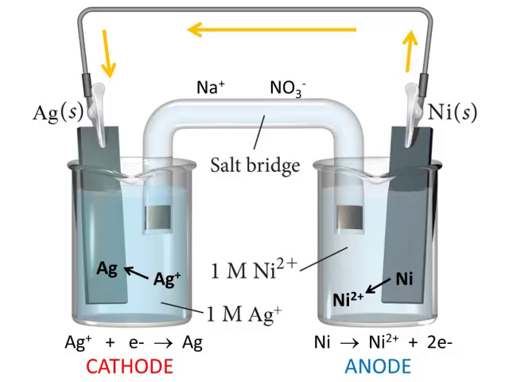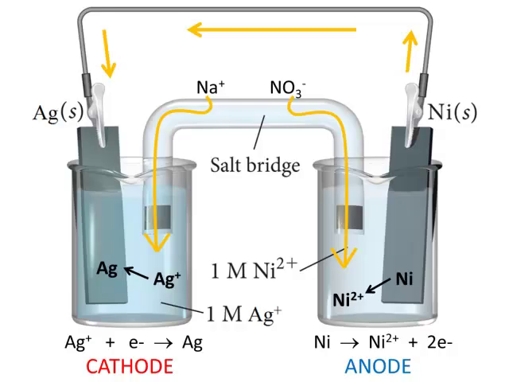Finally, what are the ions of the salt bridge doing? In the cathode compartment, positive silver ions are being removed from the solution. That positive charge deficit is replenished by positive sodium ions from the salt bridge moving into the cathode half cell. In the anode compartment, positive nickel ions are being added into the solution. This buildup of positive charge can be balanced out by the movement of negative nitrate ions from the salt bridge into the anode compartment.